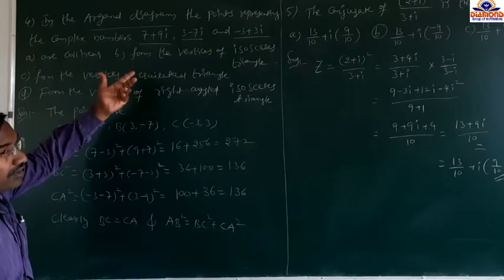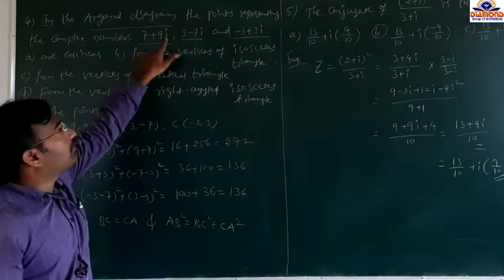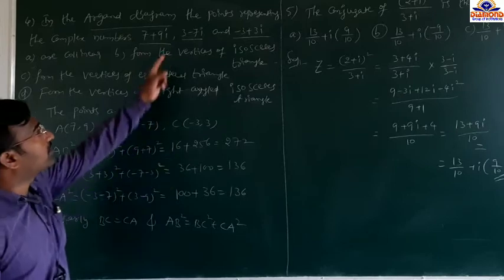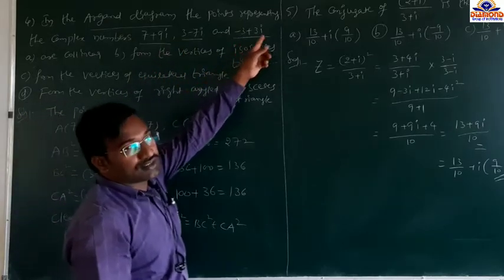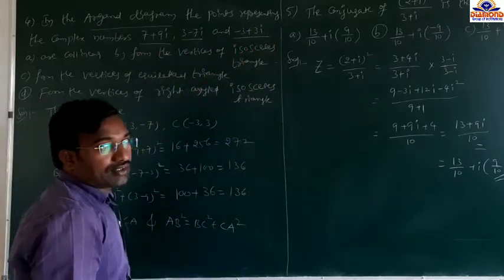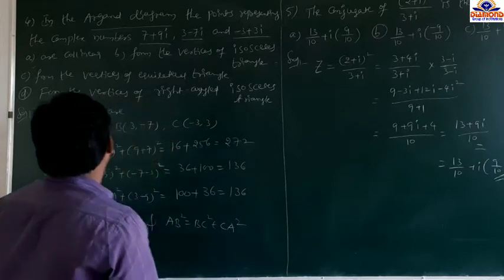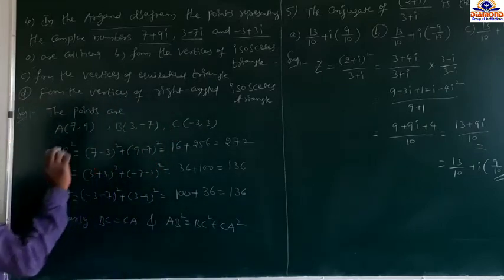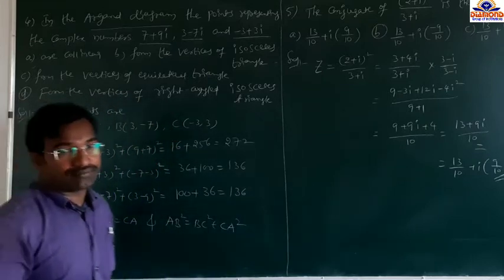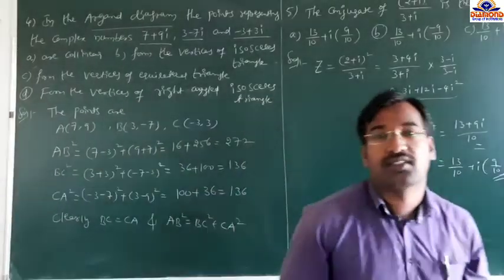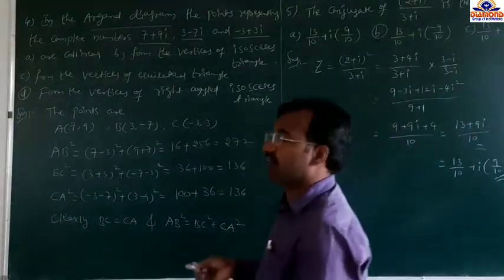So what is the first point? 1, 9 is the first point. Second point 3, minus 7. Third point minus 3, 3. Real part is the x coordinate, imaginary part is y. So calculate the distances AB, BC, AC. For easy calculation, take squares: AB square, BC square, CA square.